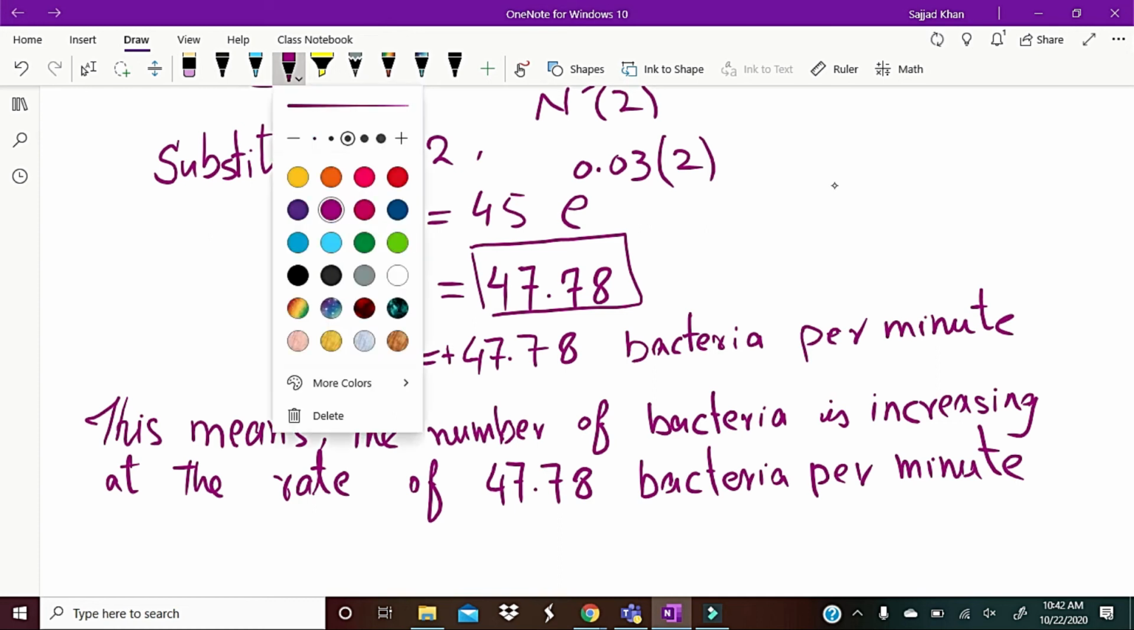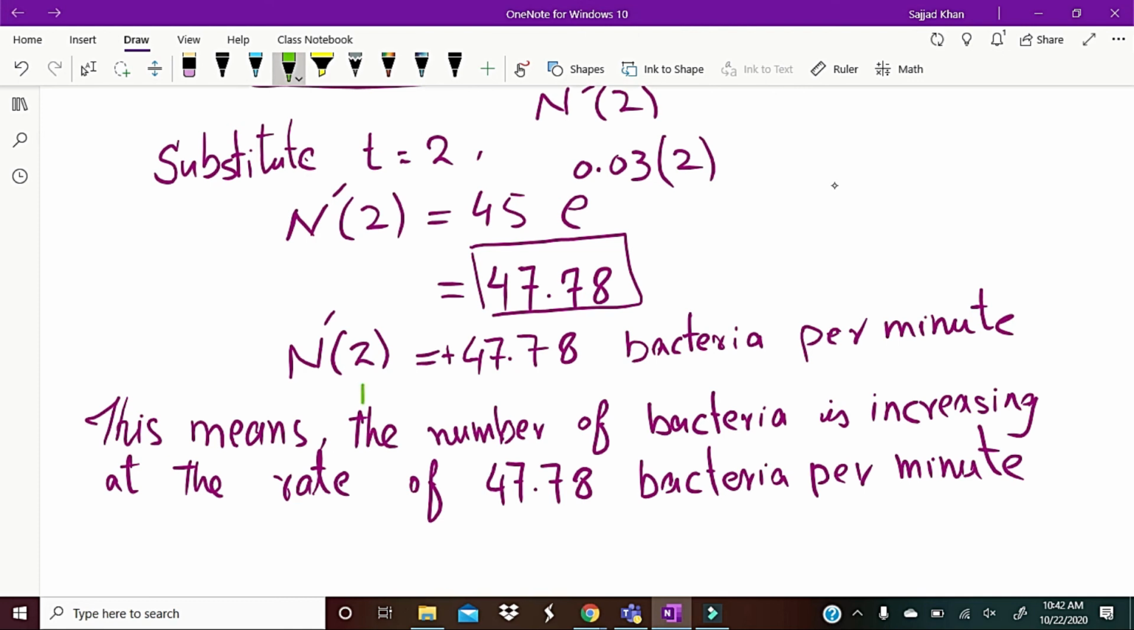In case it was not positive, if it was a negative number, for instance, you had N of some other number and that was minus 20 point something, we would say that the number of bacteria is not increasing, but decreasing at the rate of 20.10. We do not need to write the negative here, because we mentioned that this is decreasing.